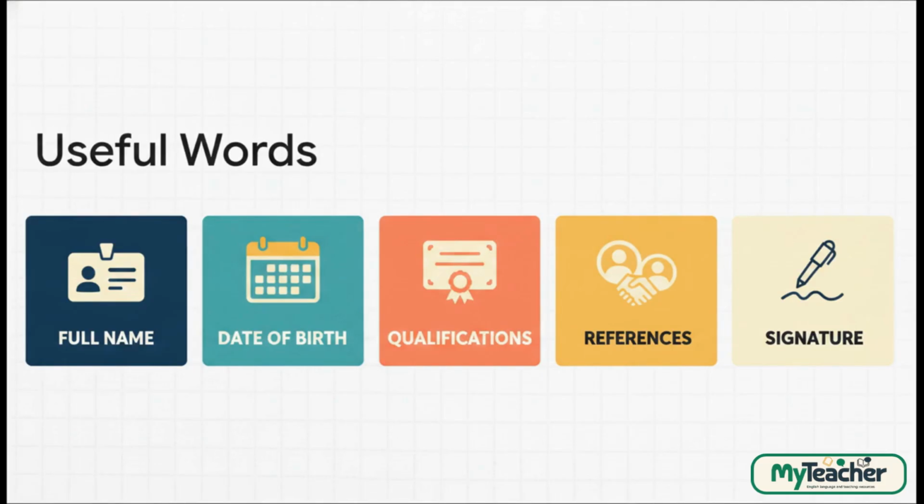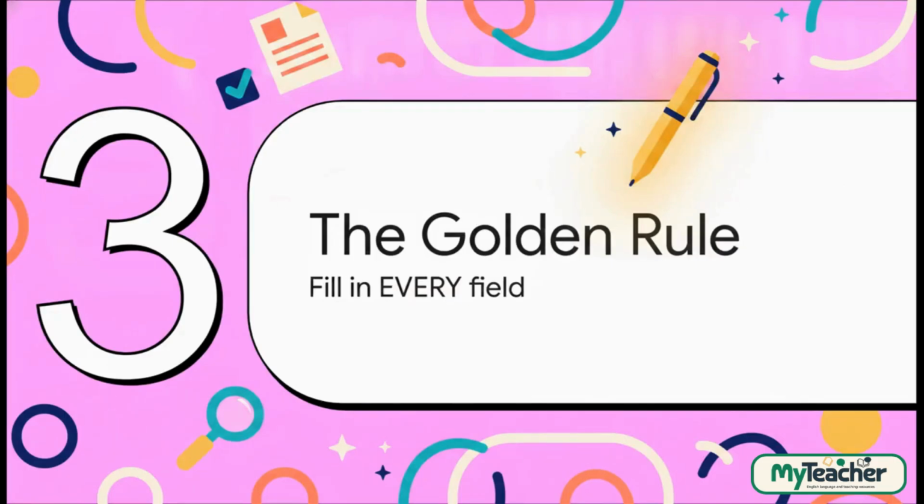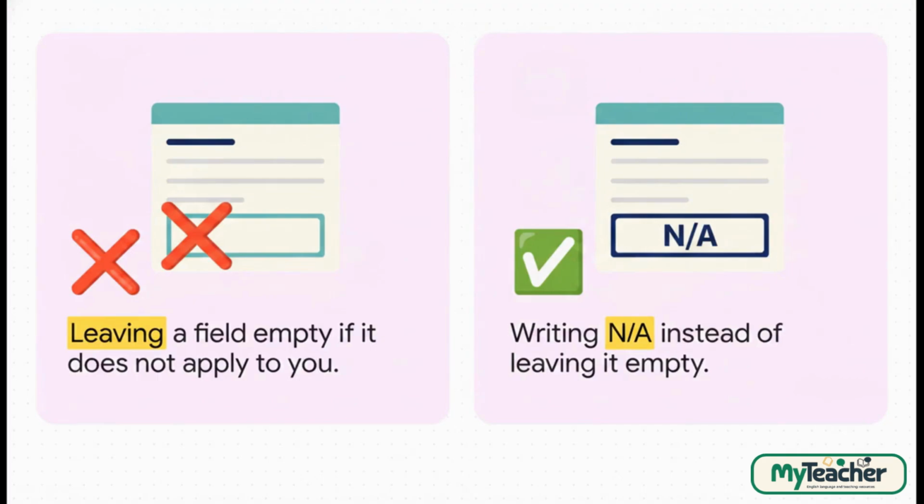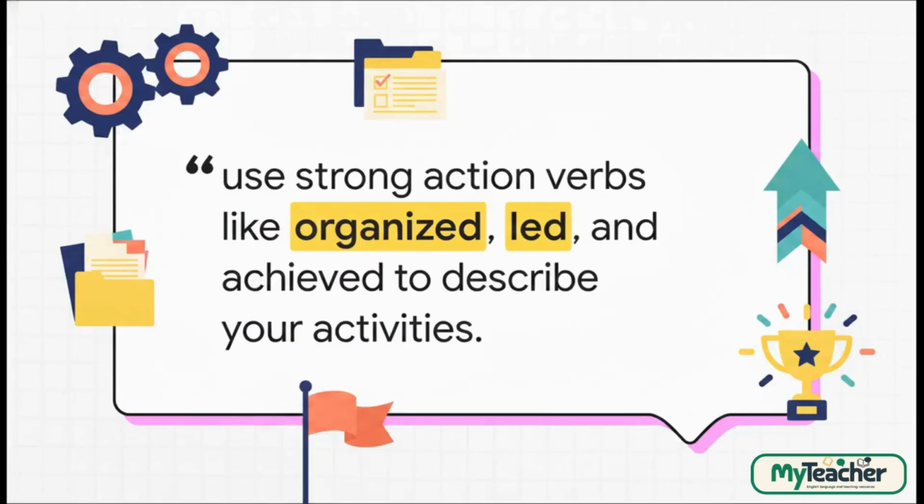Great job following along. Okay, we are now ready for the most important part of this whole explainer. I like to call this the golden rule. So, what is the golden rule? It's simple. Fill in every single field. Seriously, never leave a box empty. If a question just doesn't apply to you, write the letters N/A. That stands for not applicable. It shows the person reading your form that you didn't just forget the question, it just doesn't apply to your life. So the big takeaway here is to always be honest.